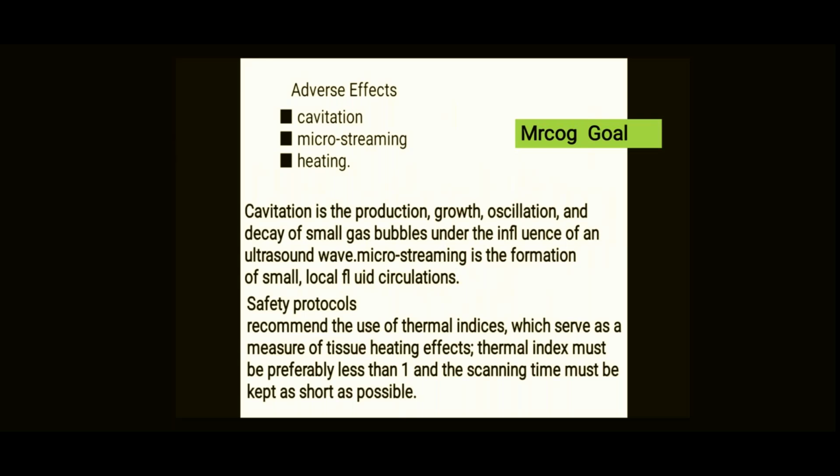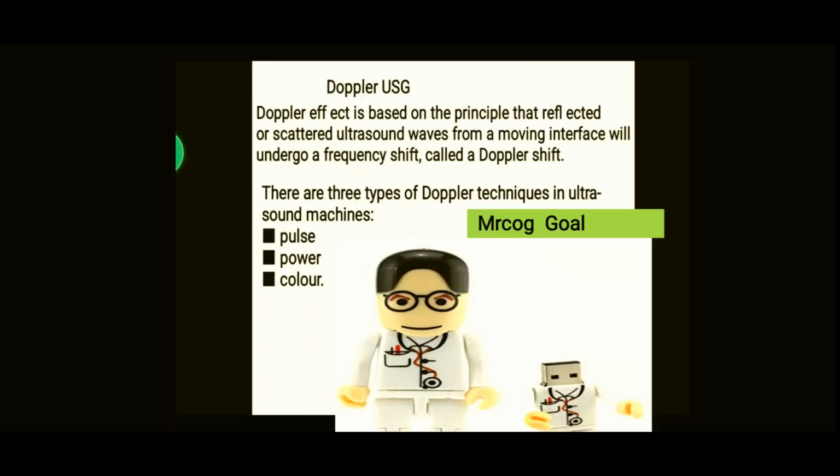And heating, as the name suggests, is if we use it for a long time, the sound energy gets converted into heat and it causes burns sometimes. So that is heating. What are the safety protocols to prevent that? Recommend the use of thermal indices, which serve as a measure of tissue heating effects. The thermal index must preferably be less than 1. So remember, the thermal index should be preferably less than 1, and the scanning time must be kept as short as possible. So these are the preventive measures to prevent heating.